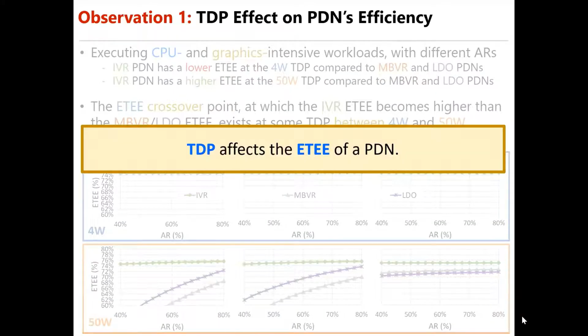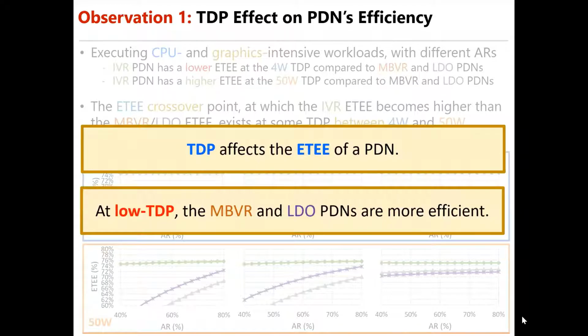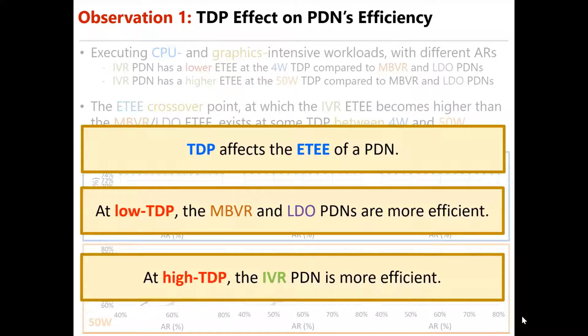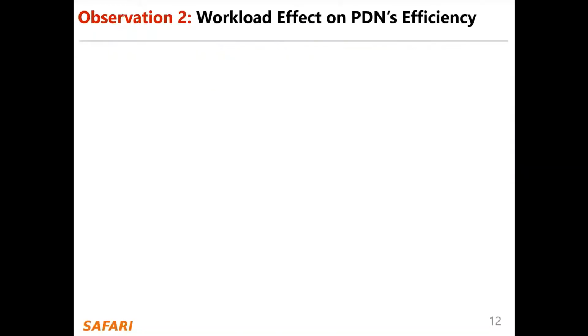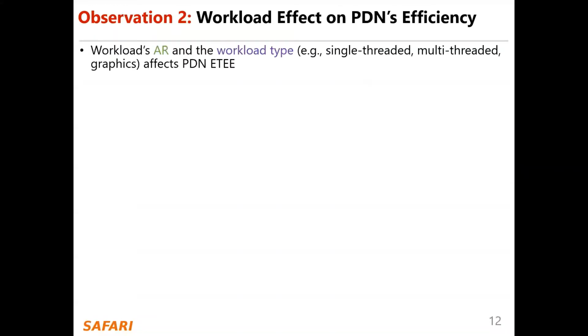We conclude that TDP affects the end-to-end efficiency of a PDN. At low TDP, the MPVR and LDO PDNs are more efficient. At high TDP, the IVR PDN is more efficient. Our second observation is about the workload effect on PDN's efficiency. Workload's application ratio and workload type affect the PDN end-to-end efficiency.